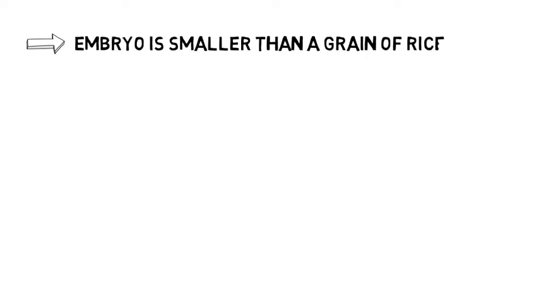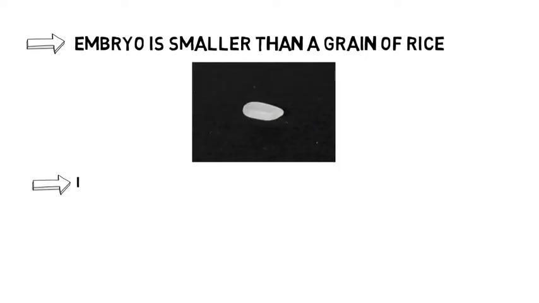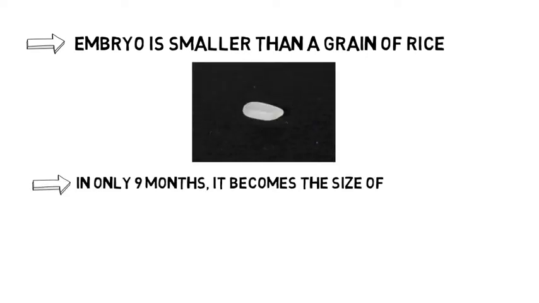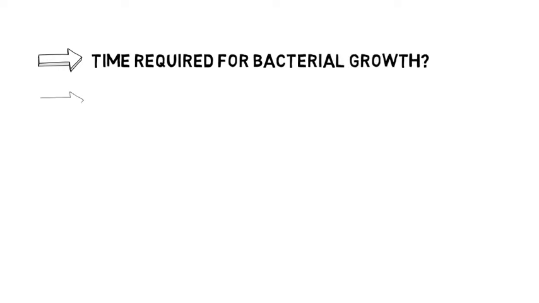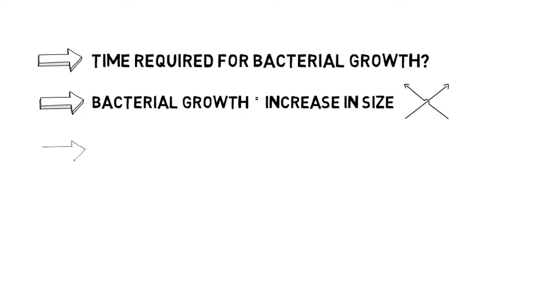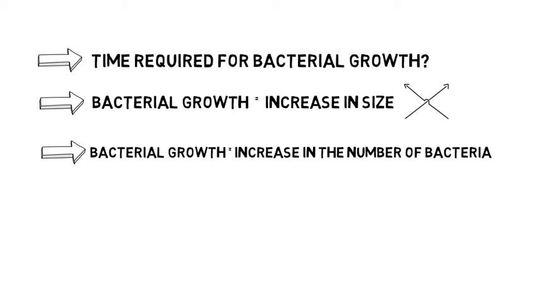Did you know that an embryo is smaller than a grain of rice? In only 9 months, an embryo grows up to the size of a watermelon. But do you know how much time bacteria take for their growth? Well, when we talk about bacterial growth, it doesn't mean an increase in size. It means an increase in the number of bacteria.